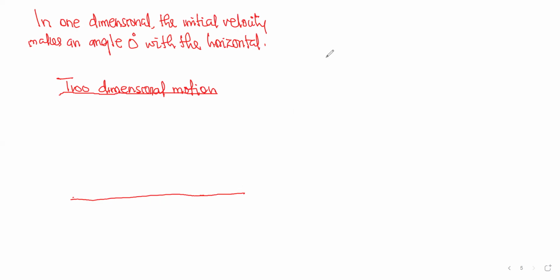In a two-dimensional projectile motion, the initial velocity makes an angle theta. Yes, so there is an angle. The initial velocity makes an angle theta, or a certain angle, with the horizontal. Okay, whereas in one dimension, the angle between the initial velocity and the horizontal is 0.